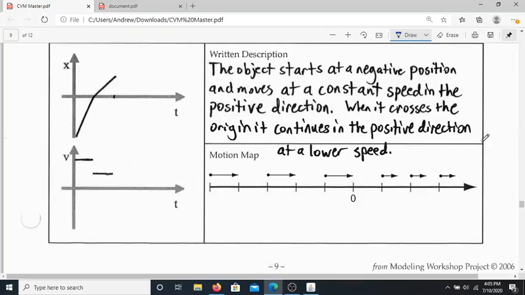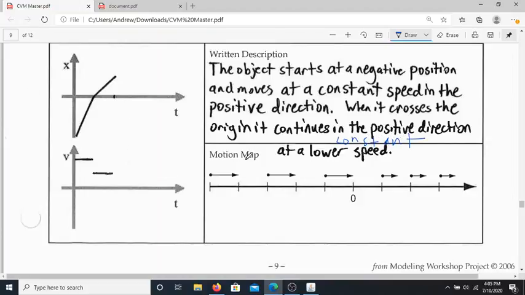So you can say when it crosses the origin, it's really up to you how you want to change it. But the object starts at a negative position and moves at constant speed or constant velocity in the positive direction. When it crosses the origin, it continues in the positive direction at a lower constant velocity. All right, remember once again, you have to include that word constant because it is very important.